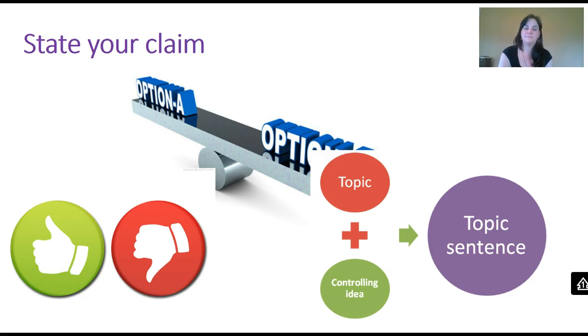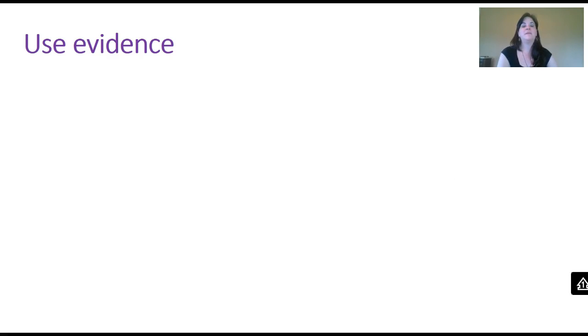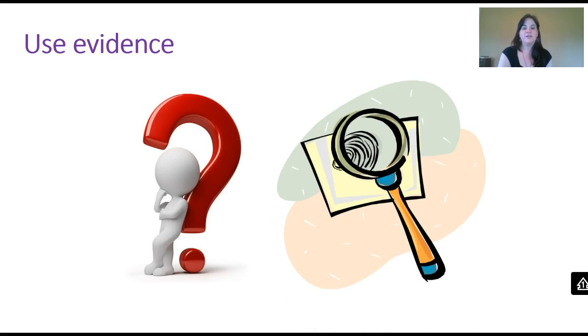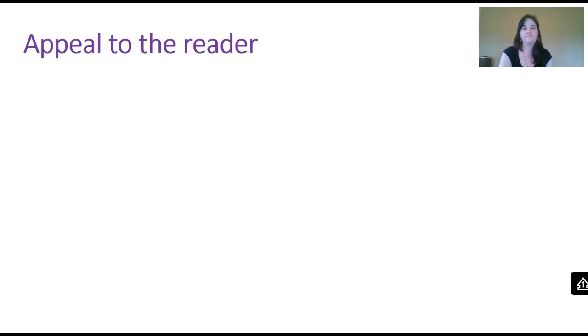You need to back up your claim with evidence. It's not enough to just say that you think a certain way. You need to prove why it is that you do feel that certain way. So why should your reader believe you? That's where the evidence comes in. By appealing to your reader and using statistics or facts or other evidence, you can prove your opinion and prove that your opinion is correct.